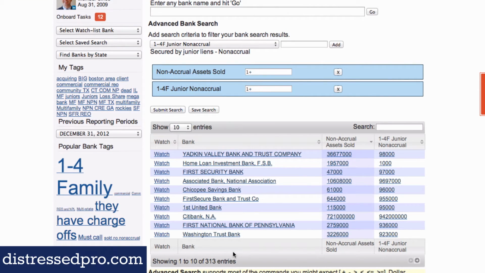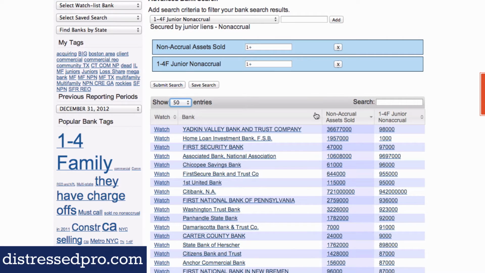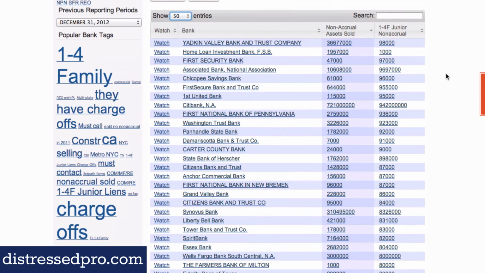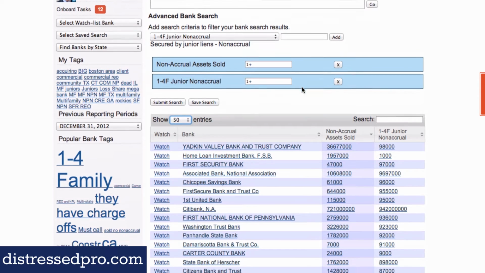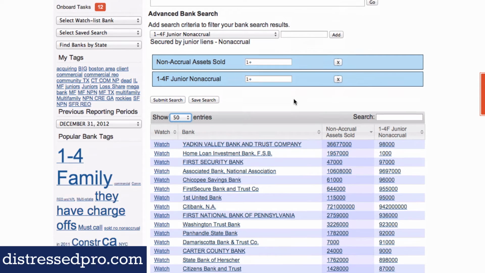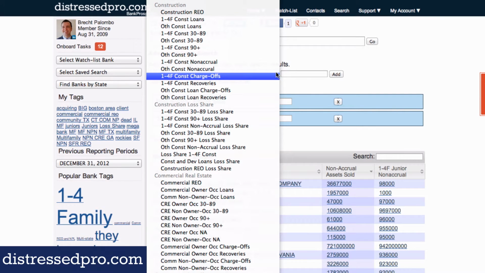I want to talk just real quick about why these are good prospects for you if you're pursuing non-performing second position or junior liens. The reason is that, for one, we know non-accrual assets sold. That means this bank, we know for sure, has a process internally for selling non-accrual. And two, the 1 to 4 family junior non-accrual, we know that they have the type of product that you're looking for.